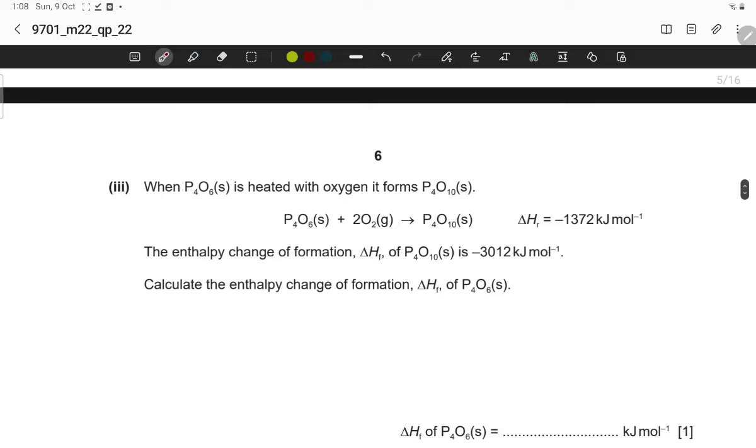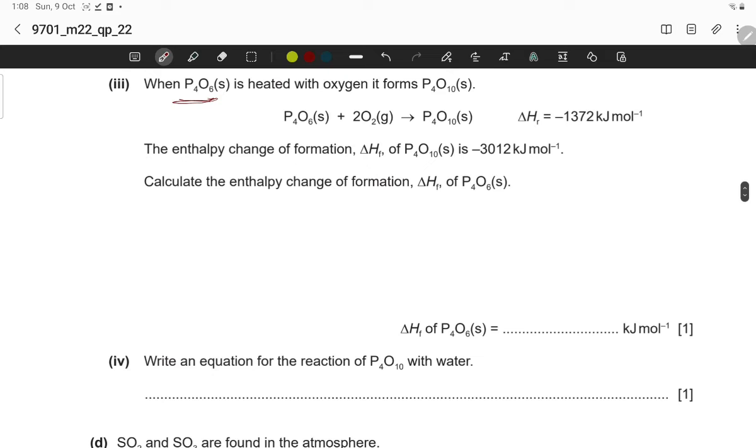When phosphorus 3 oxide is heated, P4O6 with oxygen forms P4O10. P4O6 plus 2O2 forms P4O10. The enthalpy change of formation, delta HF, of P4O10 is minus 3012 kilojoules. Calculate the enthalpy change of formation, delta HF, of P4O6. So this is according to the Hess cycle.